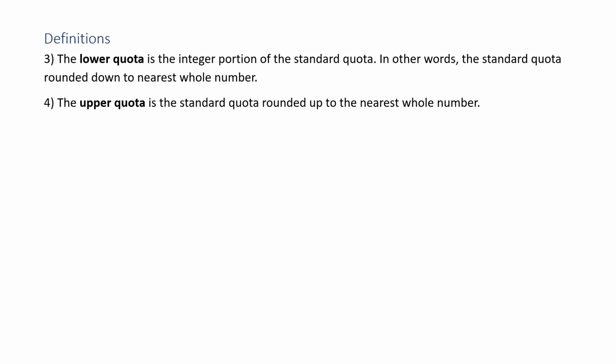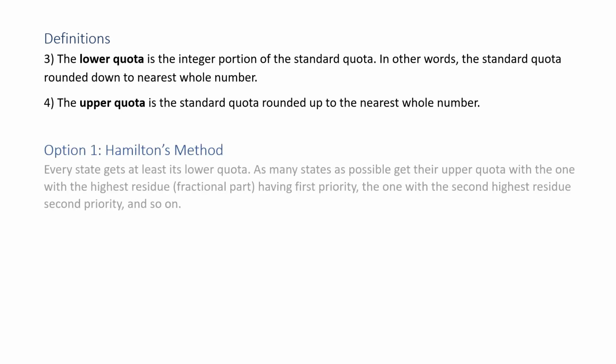Now let's look at one of our first options, called Hamilton's method. In Hamilton's method, every state gets at least its lower quota. As many states as possible get their upper quota, with the one with the highest residue, which is the fractional part, having the first priority, the one with the second highest residue, second priority, and so on.